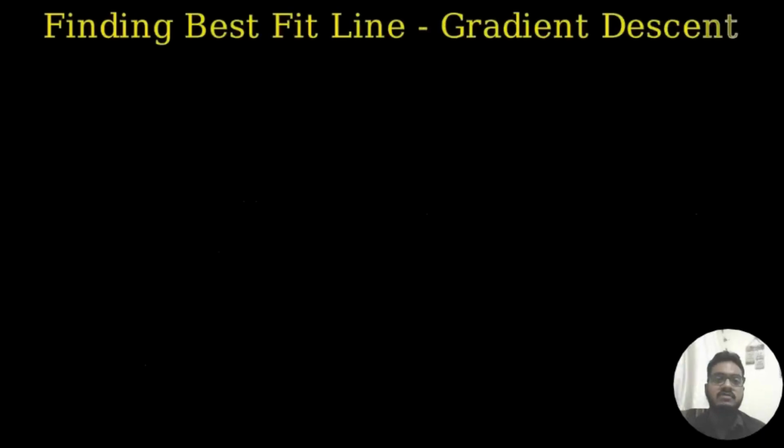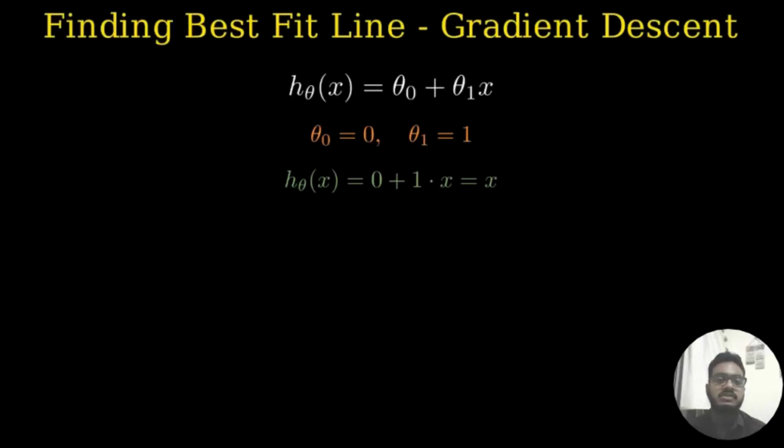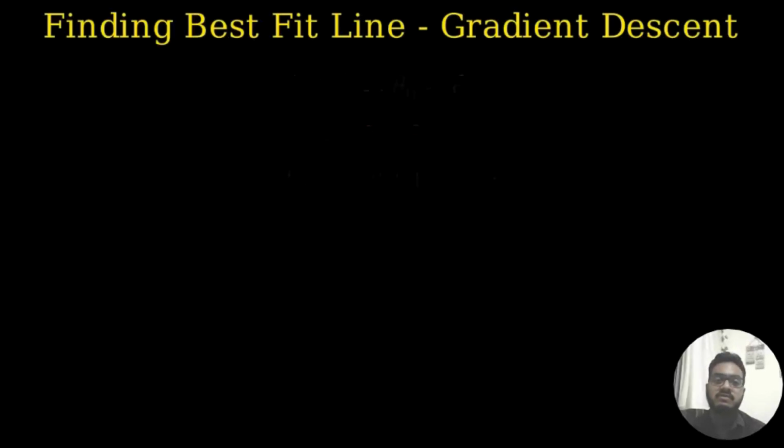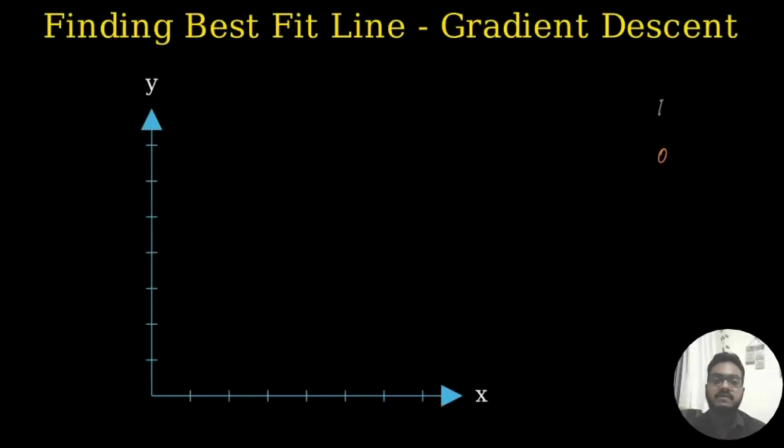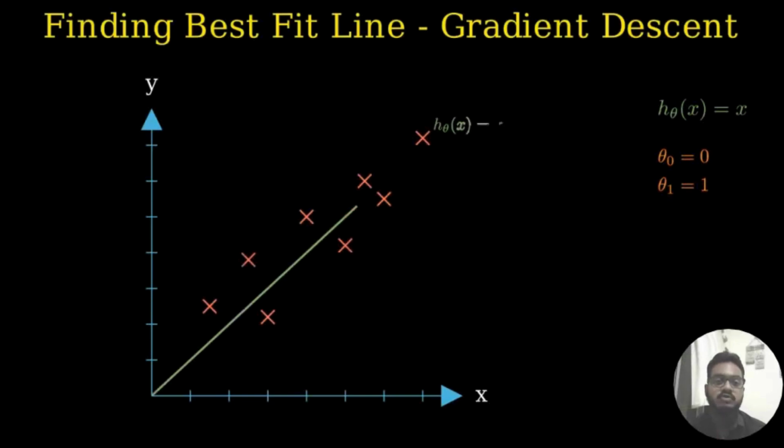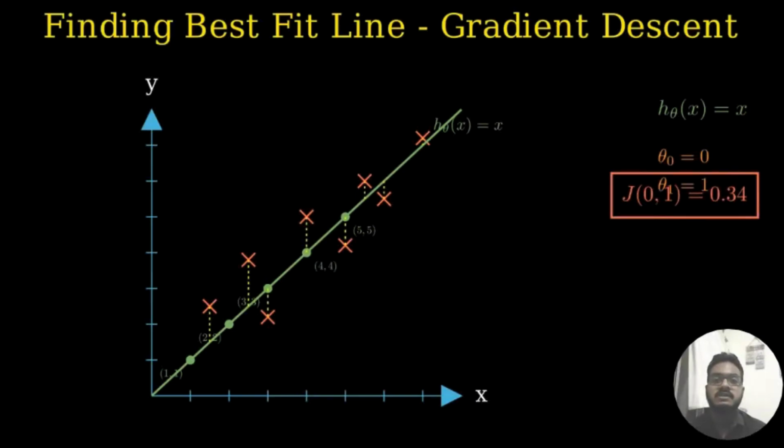Now, to find that best fit line, we keep on changing the values of theta 0 and theta 1. Let's take theta 0 as 0 and theta 1 as 1. We will get the line h theta of x equal to just x. Now, these are the actual data points, and this is the line we are going to get. If we find the distances between the actual and predicted points, we get the value of the cost function as 0.34, which is usually high.